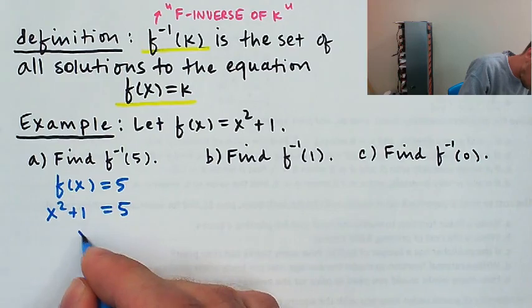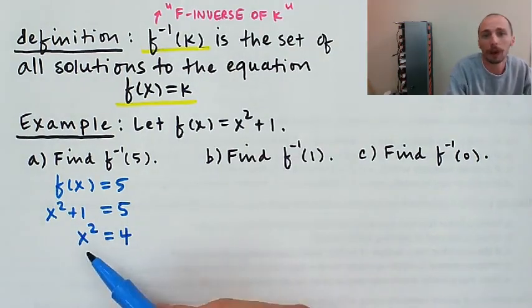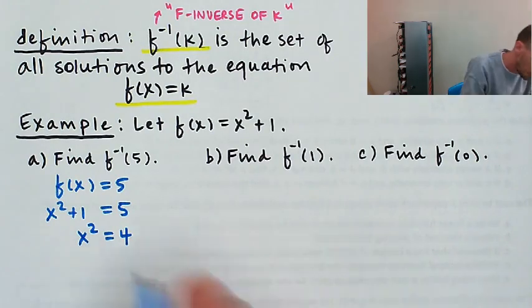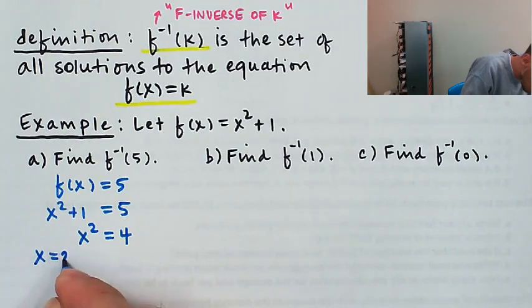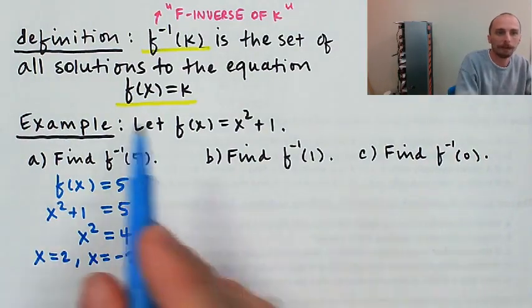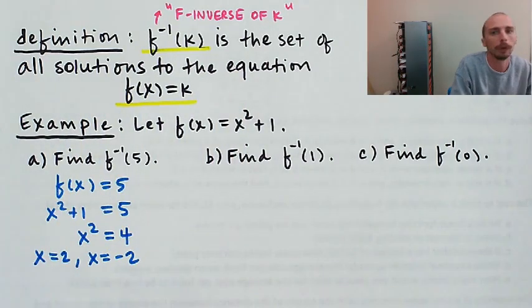So we're going to subtract 1 from both sides and say that x squared equals 4. I think this is the type of equation we can solve with our eyes. What numbers can I square to get 4? That would be 2 and negative 2. So I'd say x equals 2 and x equals negative 2. And as a result, f inverse of 5 is going to be the set of all solutions, so it's going to be the set that has negative 2 and 2.